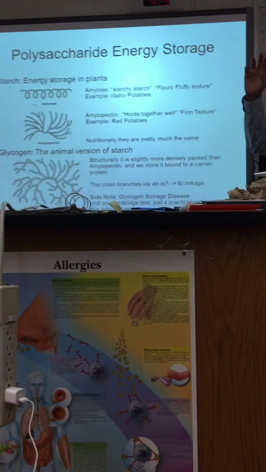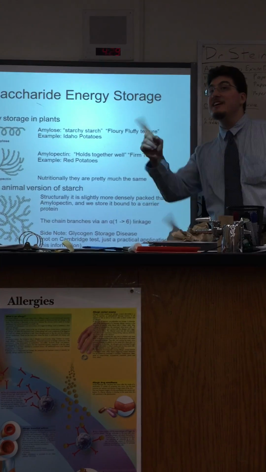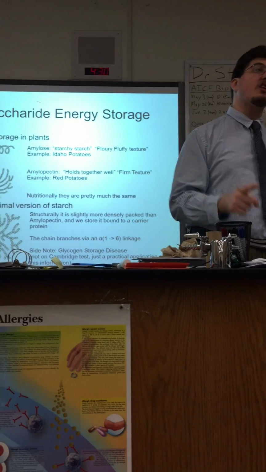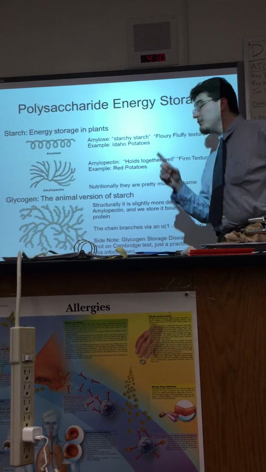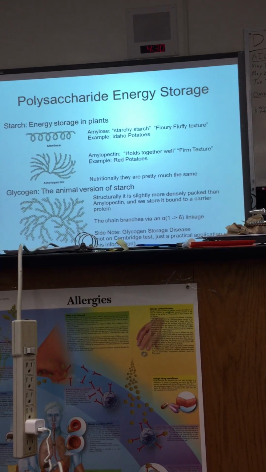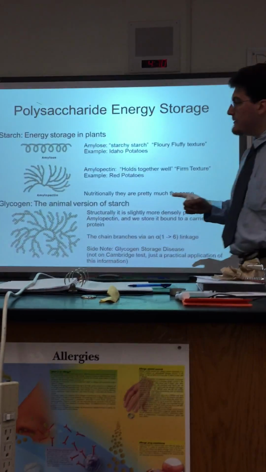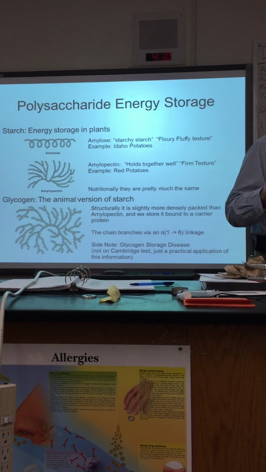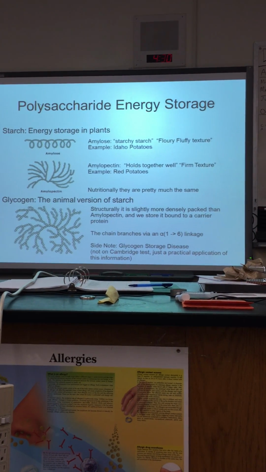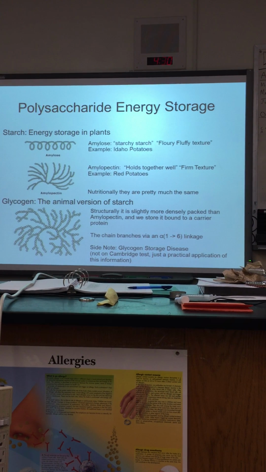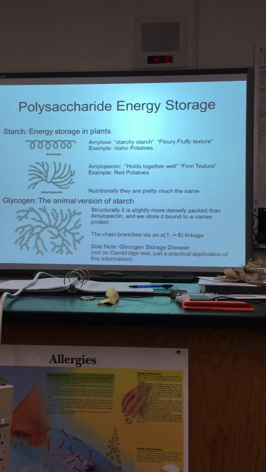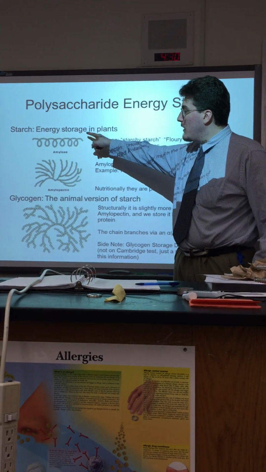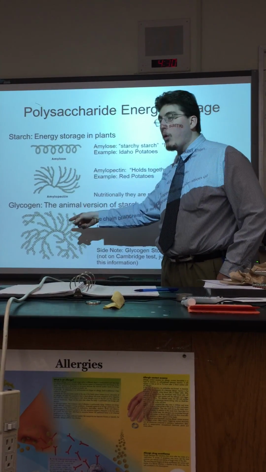Glycogen is the animal version of starch. It is not starch. Glycogen is the animal storage molecule. Structurally, it is more similar to amylopectin, but it has more chains closer together. But it's the same thing. It is 1-6 branching chains. No branches, few branches, more branches.